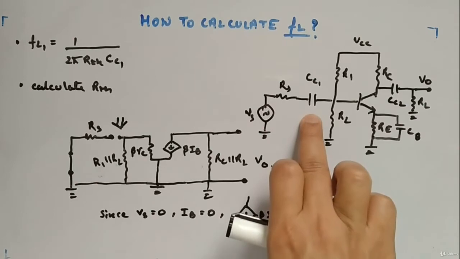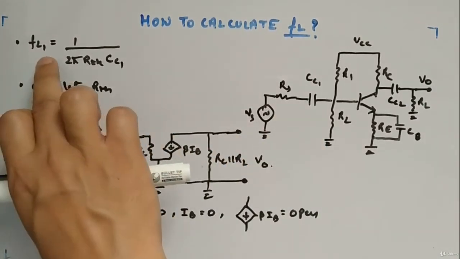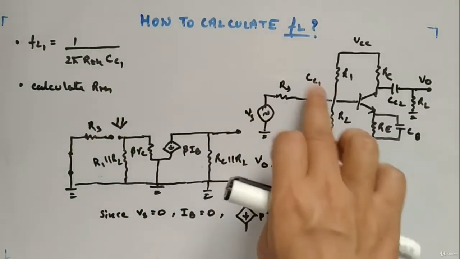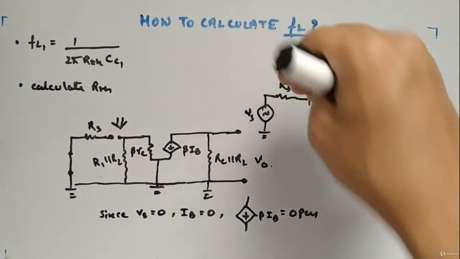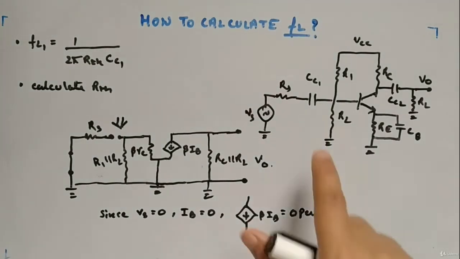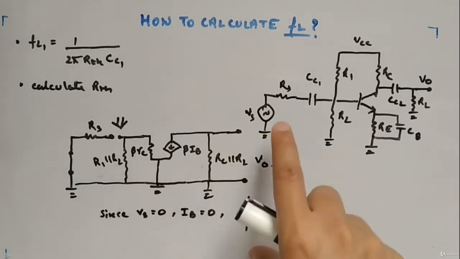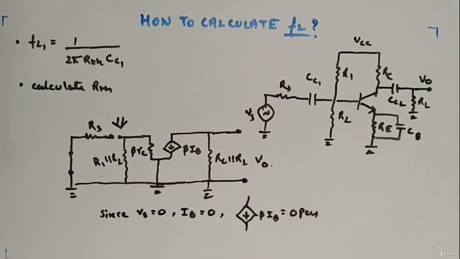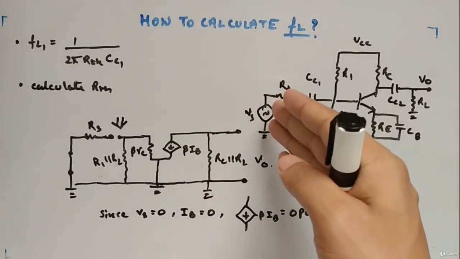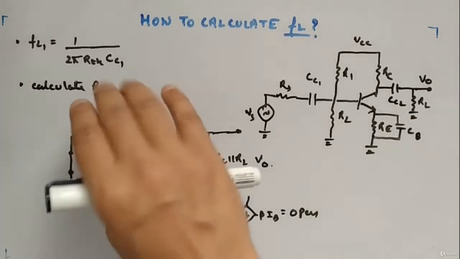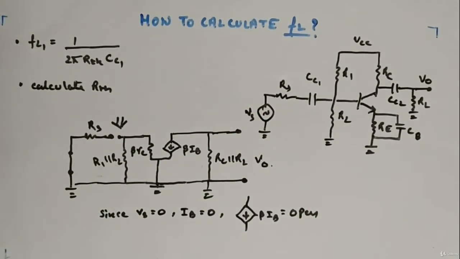So first we will calculate with respect to CC1. So FL1 will be the same expression, 1 divided by 2 pi RTH CC1. CC1 value will be given to you. RTH you have to calculate looking from this capacitor. So if you look from this capacitor, this is how the circuit will look, and the voltage sources will be replaced by their internal resistances. So this will be short. Okay, so remember we are calculating Thevenin resistance, looking from the capacitor.